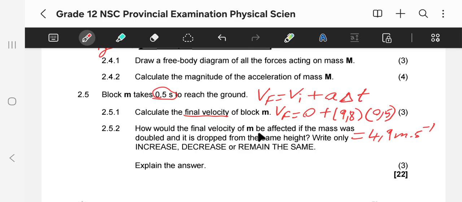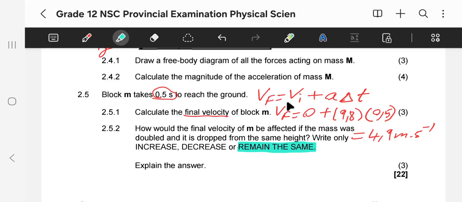So here, guys, it means that whatever happens to the mass will not affect the final velocity. So the final velocity has to remain the same because we don't need mass to calculate the final velocity. And you can see from this equation of motion that mass is not what we need. And we are using this equation of motion because of what? The object happens to be in free fall. And if it's in free fall, we know that we only use the constant gravitational acceleration. And this means that mass does not change anything.